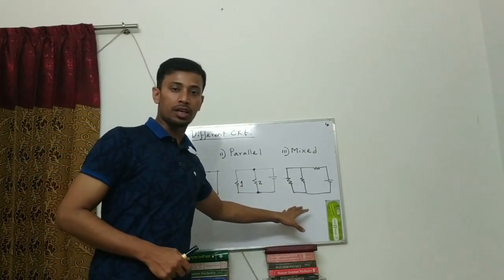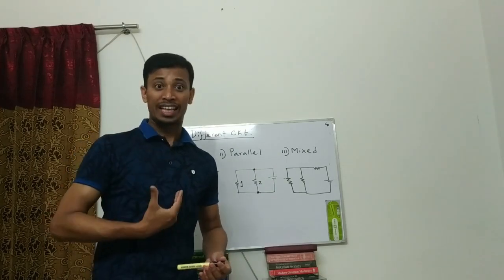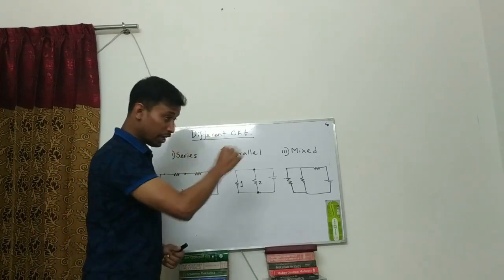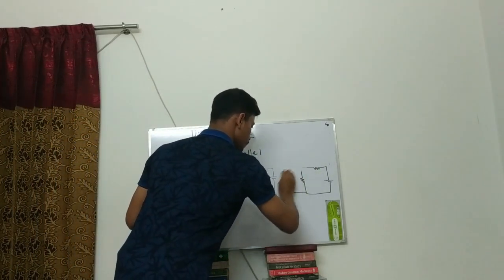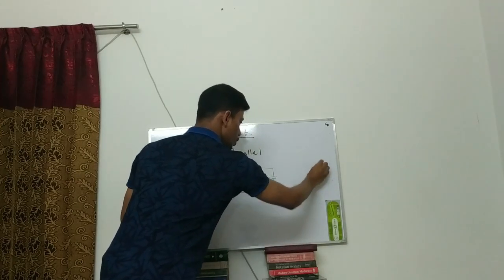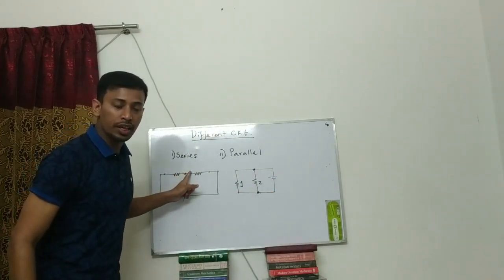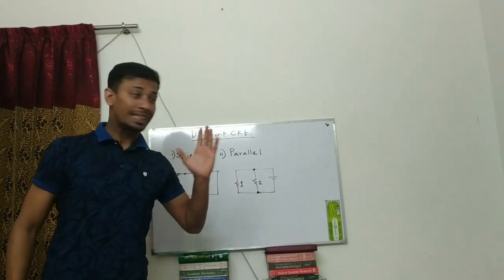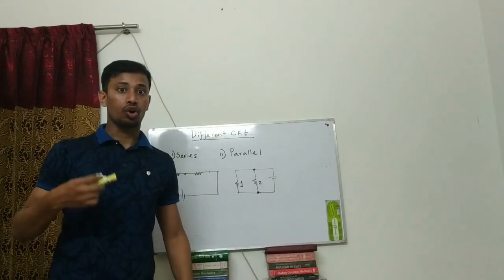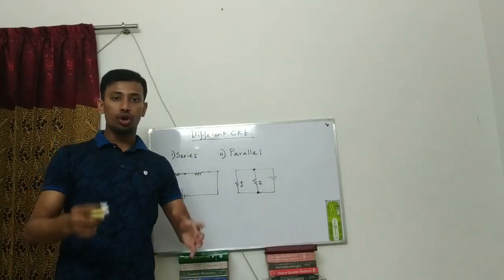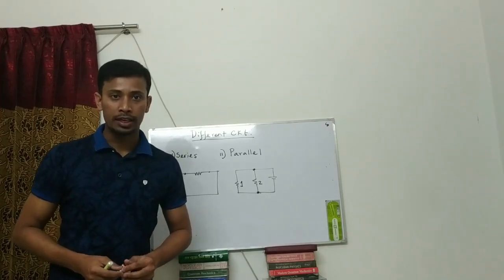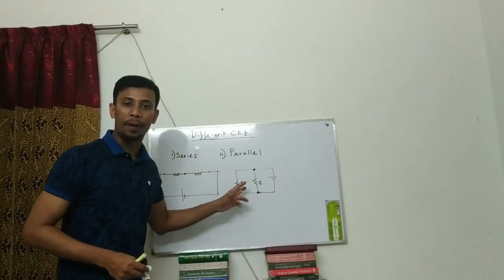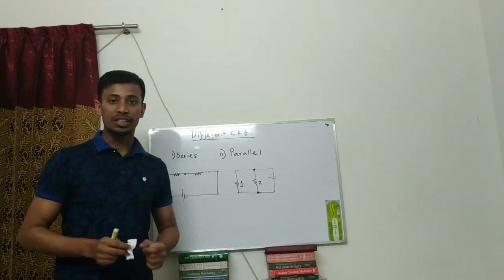So what about this mixed circuit? Let's forget about mixed circuit, because as I am saying, there are two types of circuit. Number one is the series circuit and number two is the parallel circuit. So where has that mixed circuit gone? I will show you that there is nothing called mixed circuit. Actually those mixed circuits are part of either series or parallel circuit. How? I am going to discuss it now.